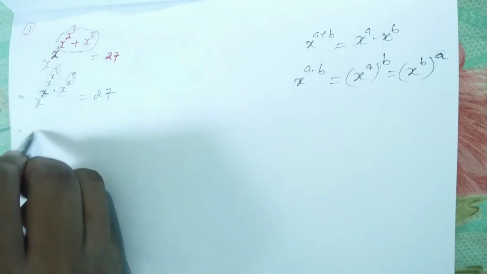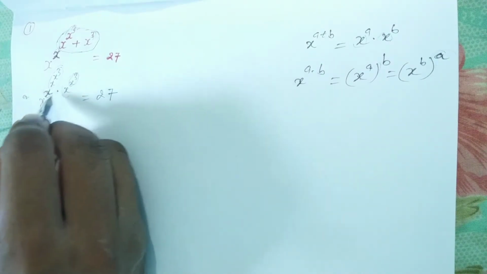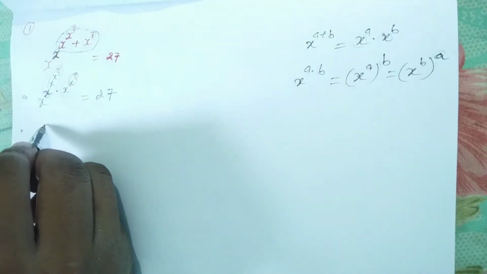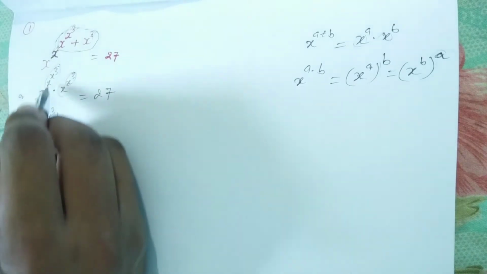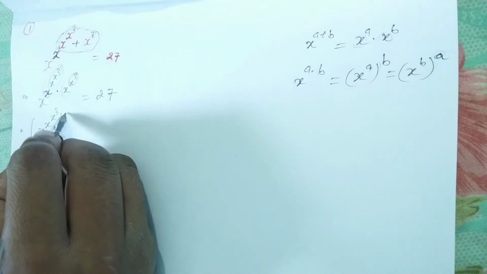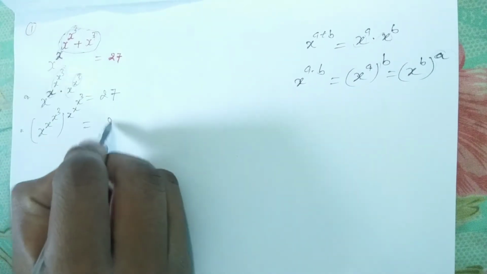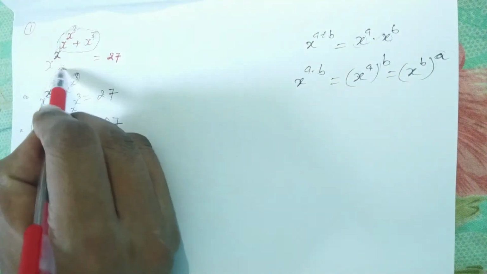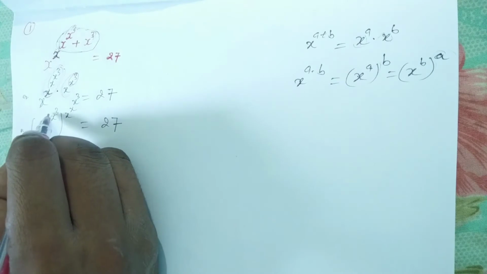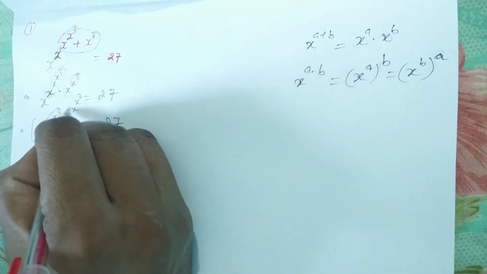So we can write that x raised to power, now we are going to make this as the power of this. So x raised to power x cube, and its whole to the power b, x raised to power x cube is equal to 27. See, I have let this as a and this one as b. So I have written it here. This b is written here, and this a is here.